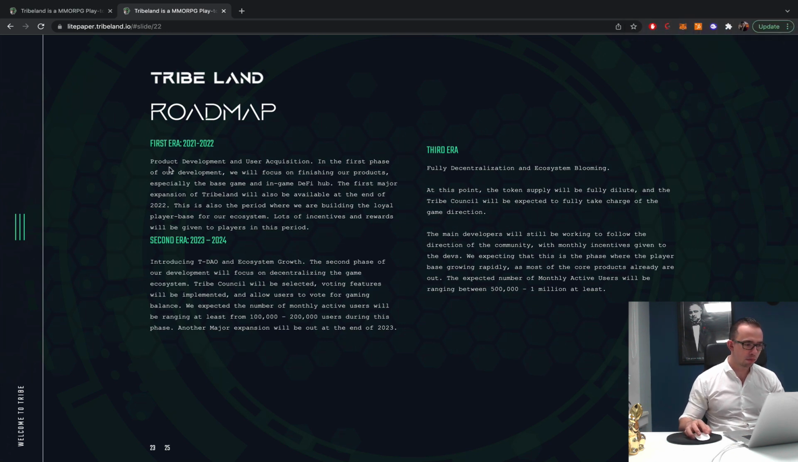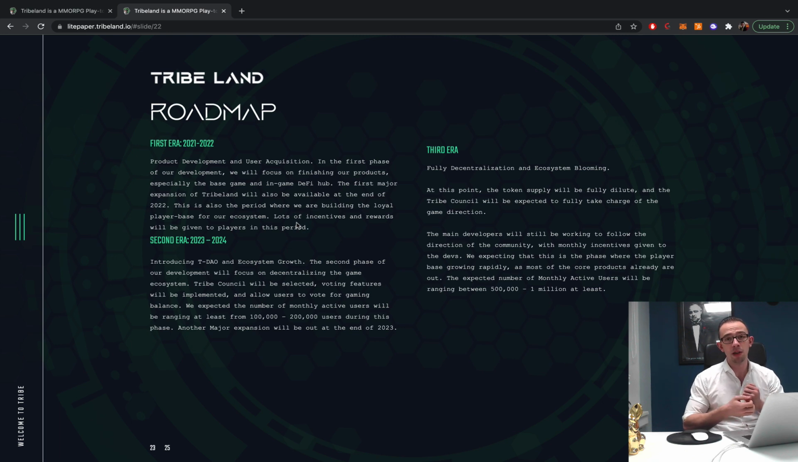The roadmap. Product development and user acquisition. This is 2021, 2022. So this is a very much not detailed roadmap. In the first phase of our development, we'll focus on finishing our products, especially the in-game first major expansion, which will also be available at the end of 2022. This is just a rough sketch. These are some random thoughts written down on paper.